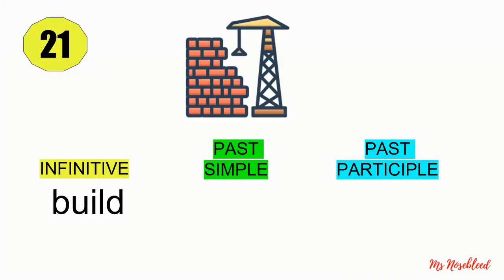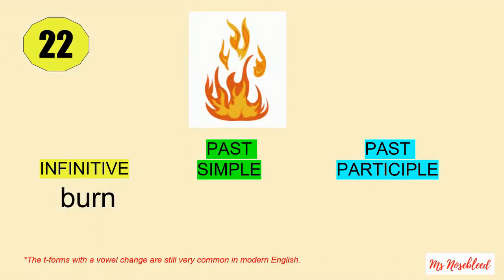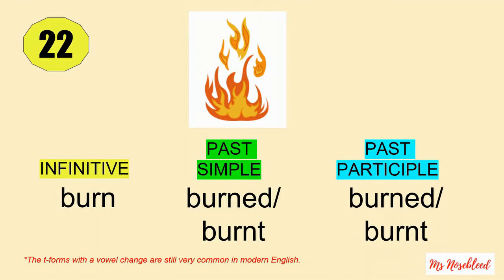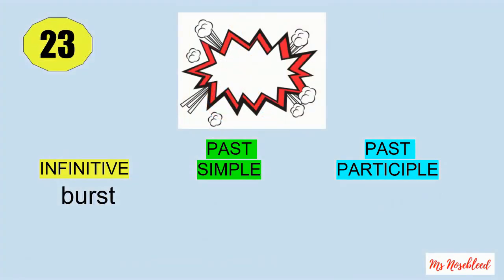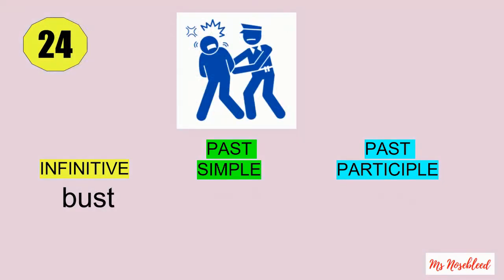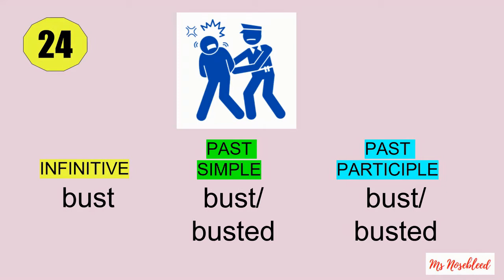21. Build. Built. And built as well. Very good. 22. Burn. What do you think is the past simple of burn? That's right. Burned or burnt. And the past participle? The same. Burned or burnt. Good. 23. Burst. What do you think? Yes, it's all the same. Burst, burst, burst. All right. 24. Bust. What do you think? Can you make a guess? Bust or busted. And the past participle would be the same. Bust and busted. All right.